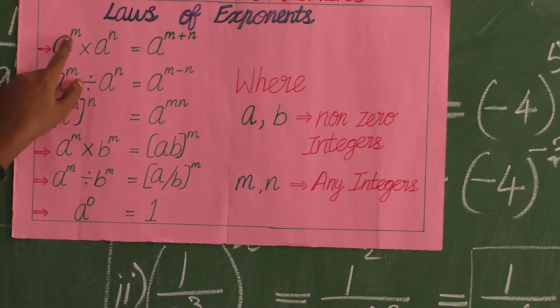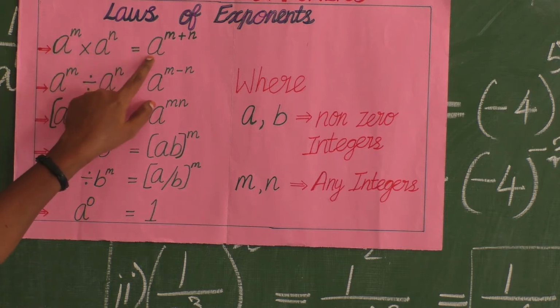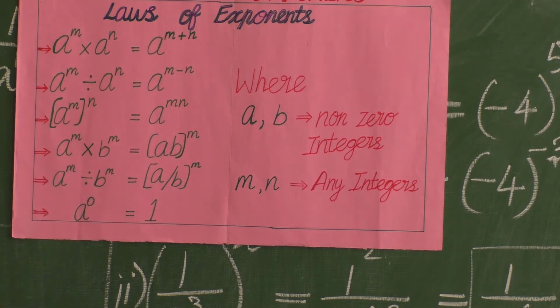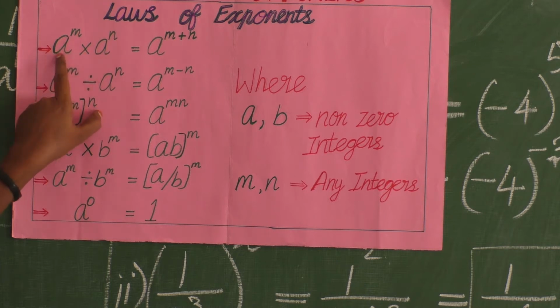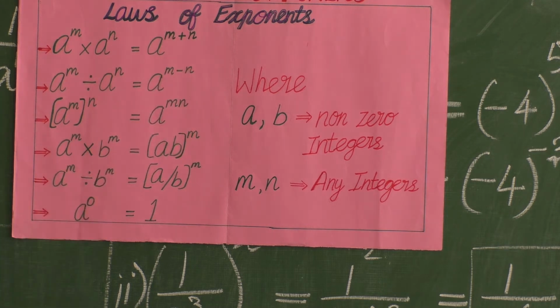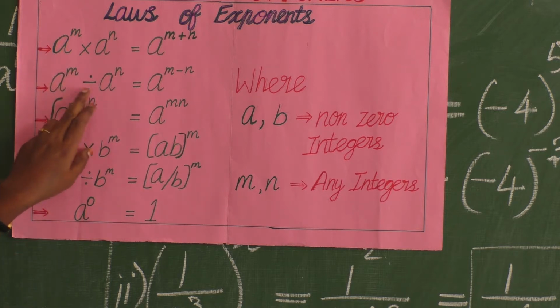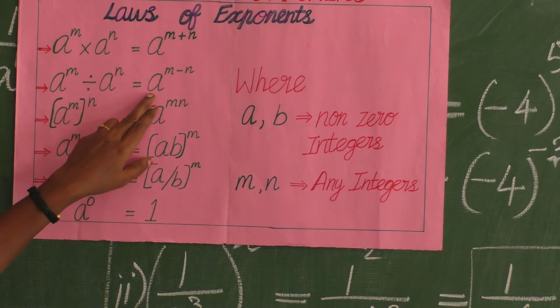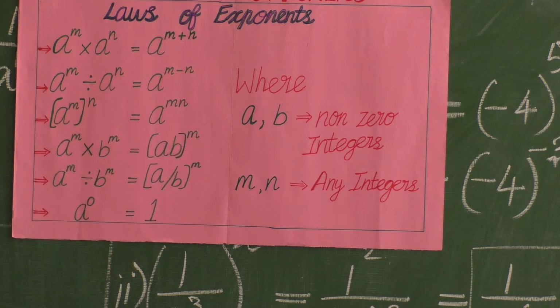Clear? A power m into a power n is equal to a power m plus n. What does this mean? In multiplication, if the bases are the same, their powers can be added. For simplifying, we can use such formulae. Then, for division, a power m divided by a power n is equal to a power m minus n.